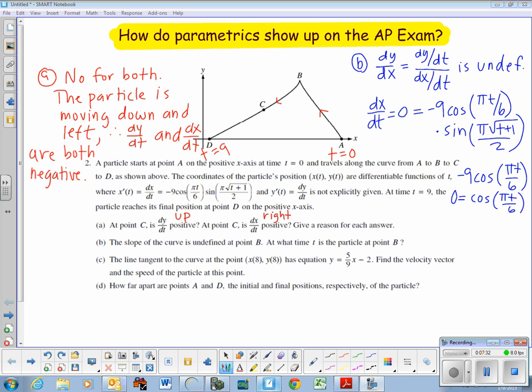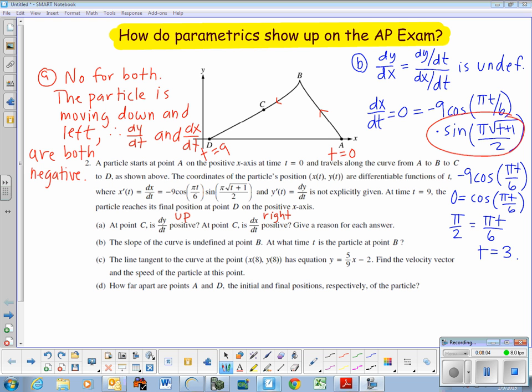Cosine is 0 when x is 0, and that's going to happen at the top of the unit circle at pi over 2. So the cosine of pi over 2 equals 0, which means pi t over 6 must equal pi over 2, which means t must equal 3. Okay? If you did the same thing for the sine part, if you took this part right here and set it equal to 0, you're going to get 3 there also.